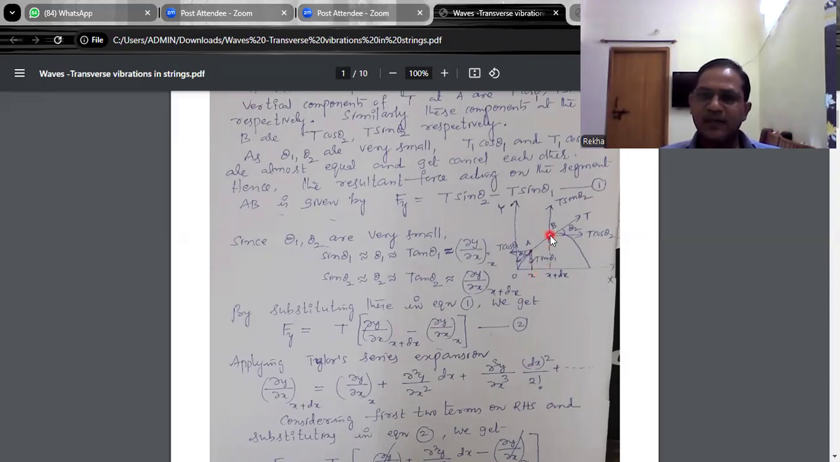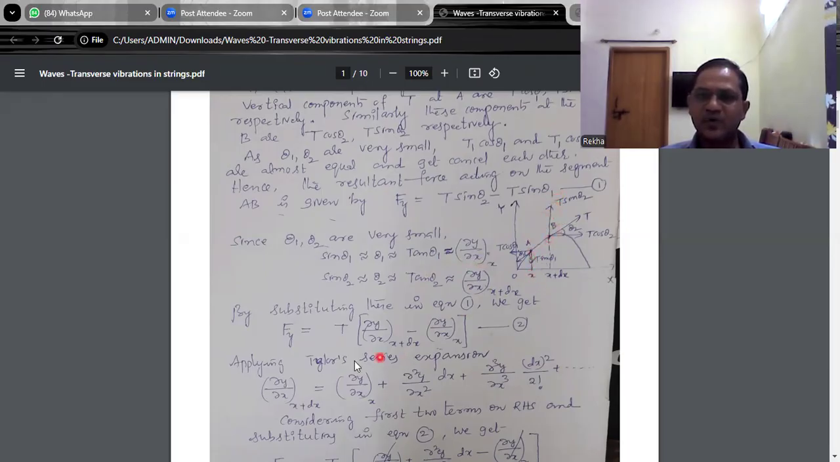At the end B, T sin theta 2 component acting vertically upwards, where sin theta 2 equals ∂y/∂x at x plus dx. Therefore, the net force acting on the segment AB of length dx, F, is equal to T sin theta 2 minus T sin theta 1.